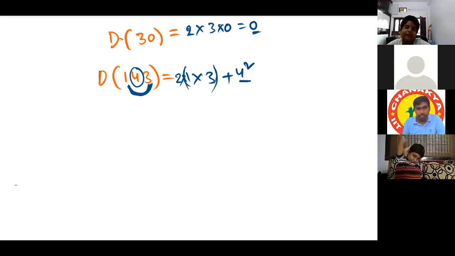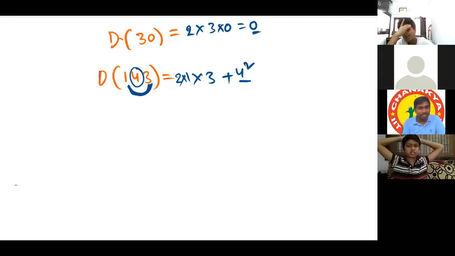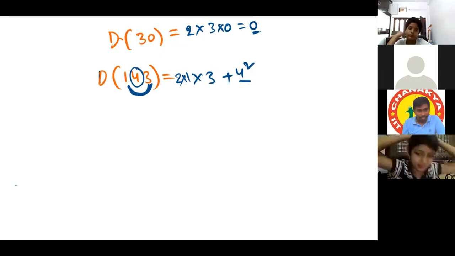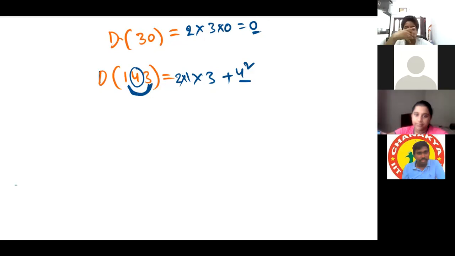Sir, anyways, we'll get the same answer, no, sir? No. When we get 1 into 3, then only we should do into 2. 4 square is 16, and 16 plus 6 is 22. So the answer is 22. Correct. 22 is the duplex of 143.